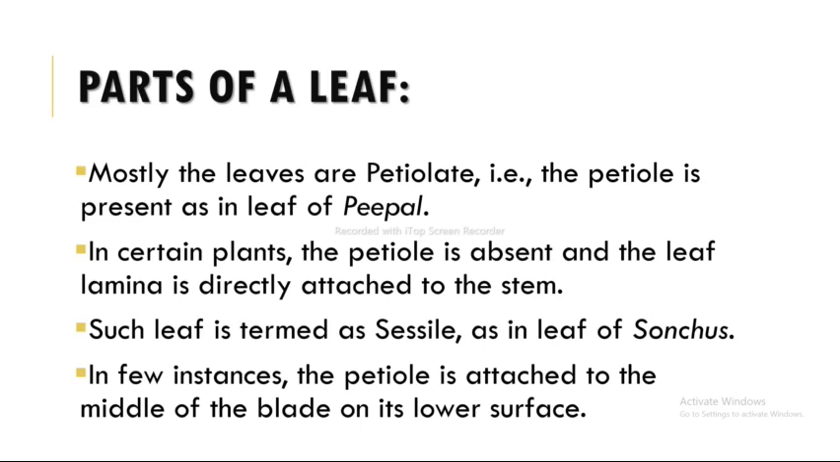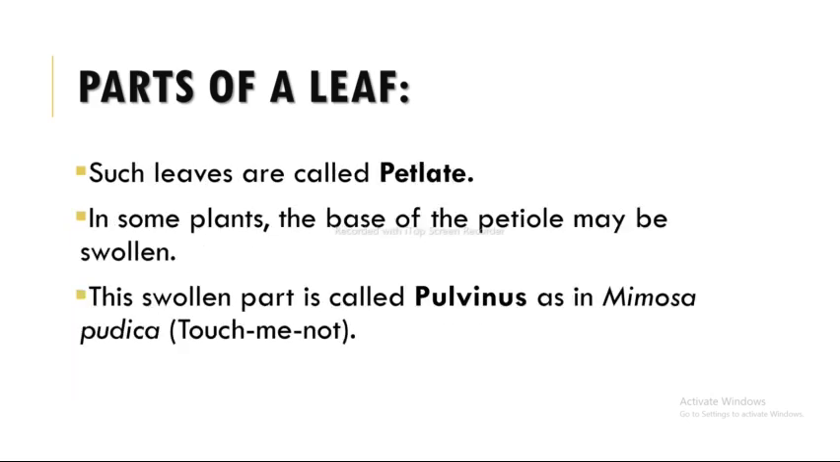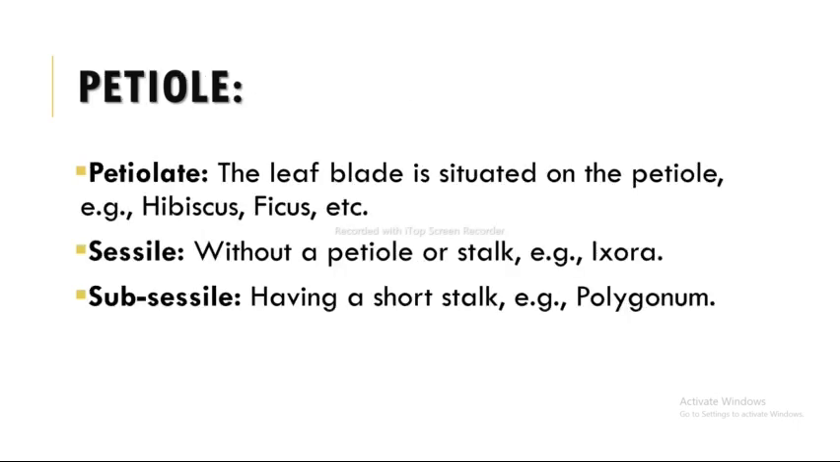In few instances, the petiole is attached to the middle of the blade on its lower surface, and such leaves are called peltate. In some plants, the base of the petiole may be swollen. So this swollen part is called the pulvinus, as in the Mimosa pudica, which is also known as touch-me-not.